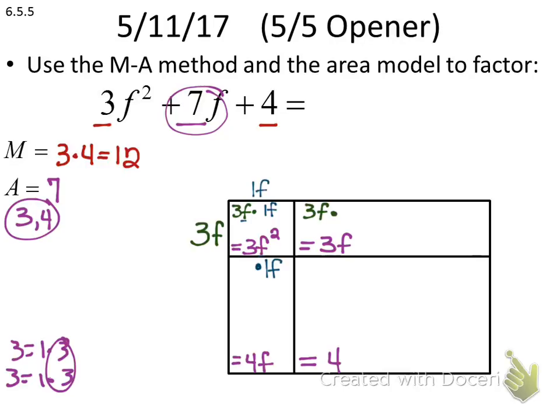So now I work across. 3f times what gets me to 3f? So 3 times, okay, 1. I have 1f up here, 1f down here. Do I need any more? No. So that's the width of my second rectangle. If that's the width of the rectangle right here, it's also going to be the width of the rectangle directly below it. Okay? Now I'm ready to find the height.